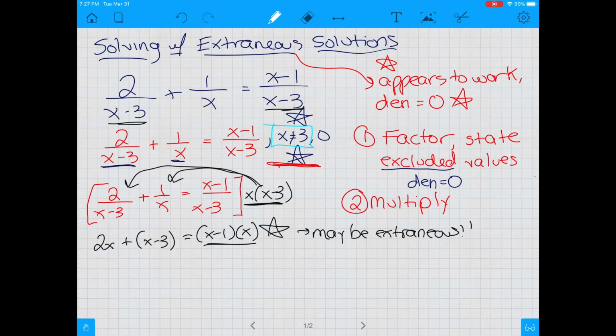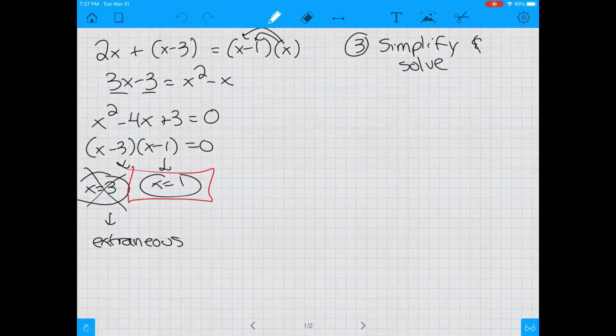Factor what you can. Multiply both sides by all of the unique factors. The only difference is going to be at the end now, I have to look at these two numbers and figure out whether one of them falls into my extraneous category or not.